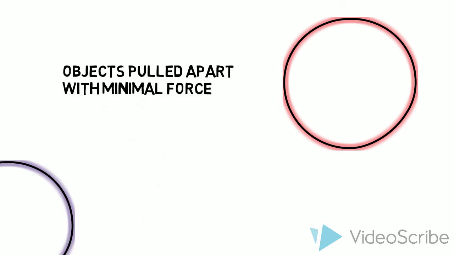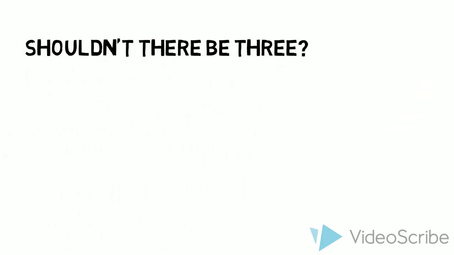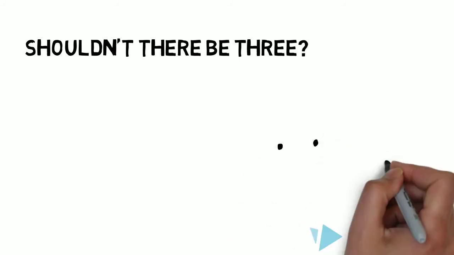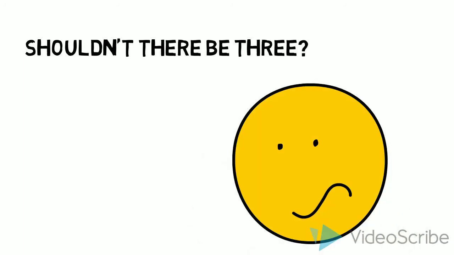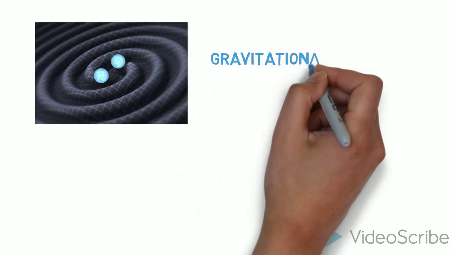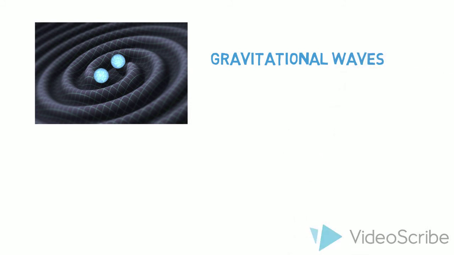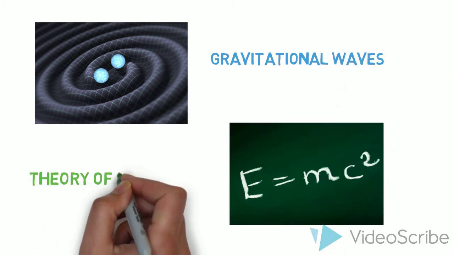Now that we've neared the end of this video, you may be thinking, hey, shouldn't there be three laws? It is easy to understand why these two laws can be confused. Newton's laws of motion, inertia, and the like are different from Newton's laws of gravity. Gravity has led to many scientific discoveries since it was explained, such as gravitational waves and the theory of relativity. We continue to make important discoveries today because of Isaac Newton.